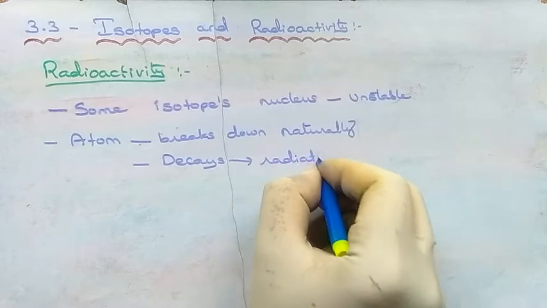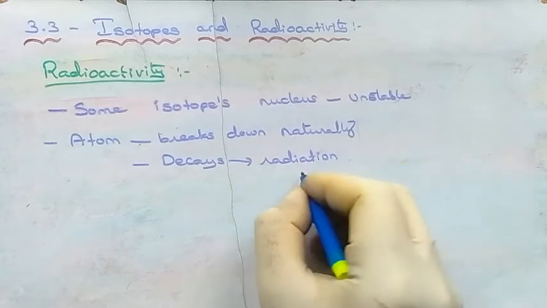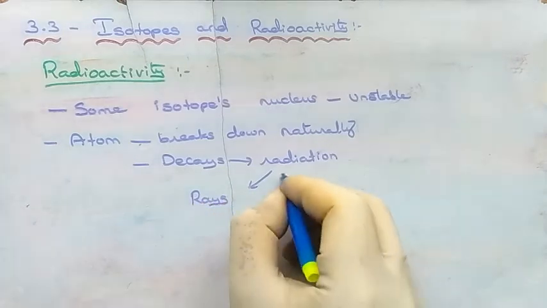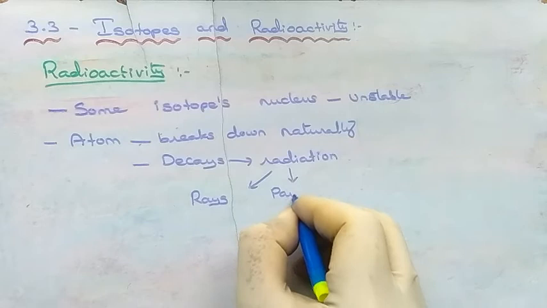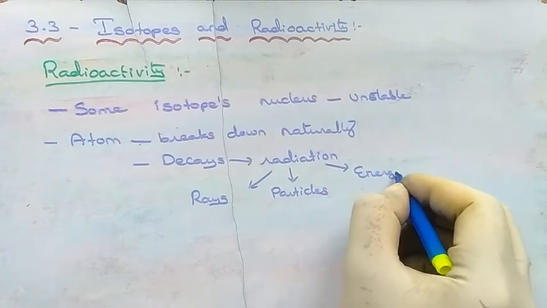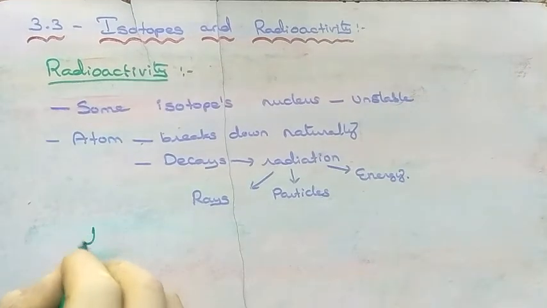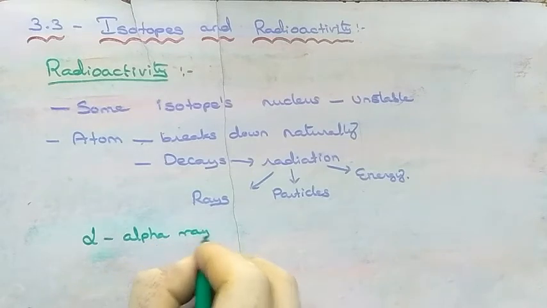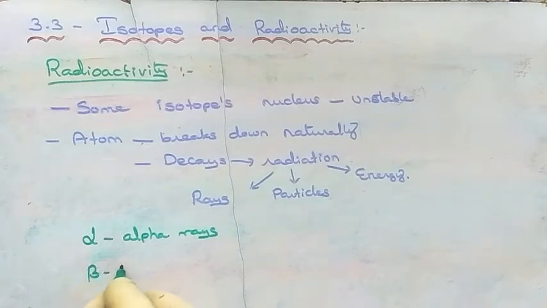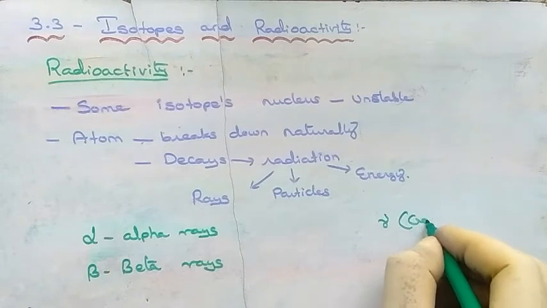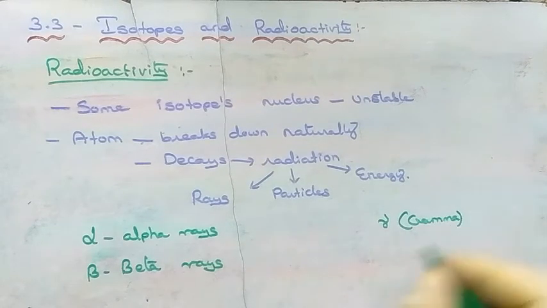This radiation will be in 3 forms: rays, particles, and energy. Let's see elaborately about these forms of radiation. First one, alpha radiation. Second one, beta radiation. Third one, gamma radiation. And the last one, neutrons.